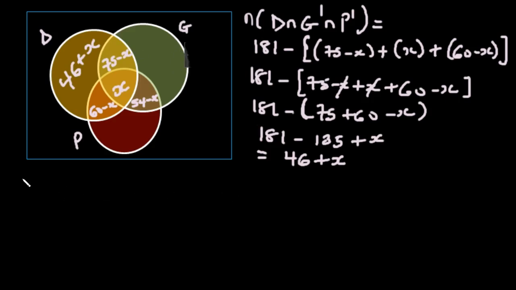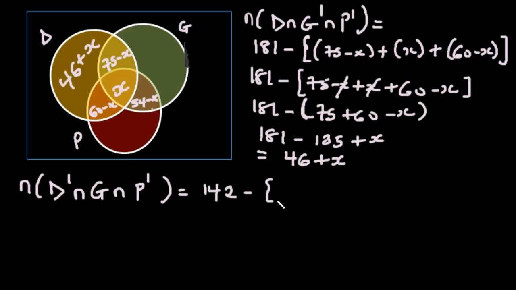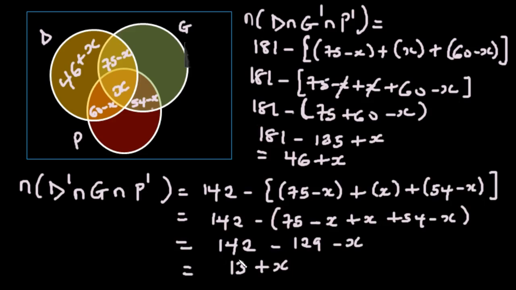Let's move to people who read Guardian. So I'm going to have Guardian only will be the number of people who do not read Daily Times, intersection people who read Guardian, intersection people who do not read Punch. So let's solve for that too. We know that the people who read Guardian, like we have been given, is 142. So this entire circle is 142. To solve for this, we have to remove these three parts from it. So we have 142 minus, open a big bracket. So the final answer after going through the same process is 13 plus x. So we have here also 13 plus x.